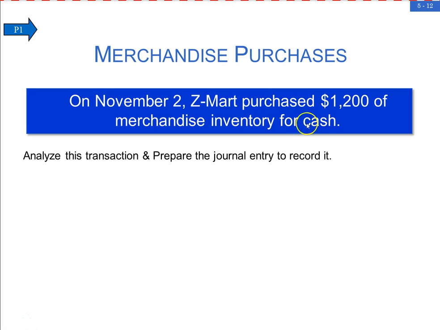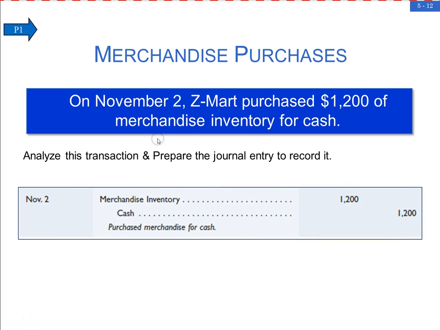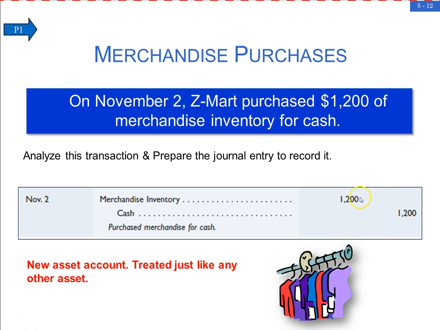We're going to be crediting our cash account to show a reduction in that asset, and we're getting another asset called merchandise inventory in exchange for it. So we're going to be debiting the merchandise inventory asset account. That's what it looks like in journal entry form. One asset is going down, another one is going up. And this is the first time you've seen this merchandise inventory account, of course. It's a new asset account, but it's treated just like any other asset account. It's got a normal debit balance. To show an increase in the merchandise inventory account, we debit it. To show a decrease, we credit it.